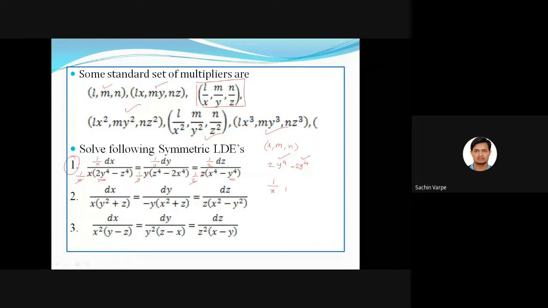So what will I have to do? I'll have to multiply by 2 also, right? So when I multiply, what will I be getting? 2x raised to 4 minus 2y raised to 4. So 2y raised to 4 is getting cancelled with this. 2x raised to 4 will be cancelled with this minus 2x raised to 4, right?